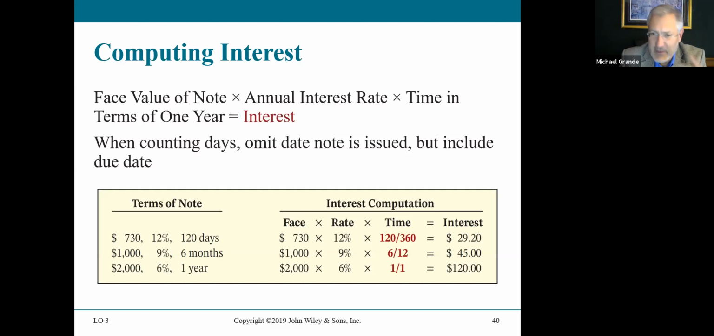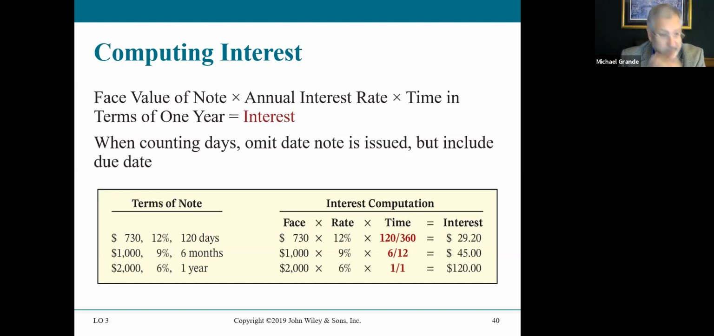So here are some examples of interest calculations. The first line, the principal amount, $730. The annual interest rate is 10%. It's outstanding for 120 days. $730 times 12% times the amount of time, 120 divided by 360. We use 360 days as opposed to 365. It's a common practice. Second note, $1,000 of principal, 9% annual interest. It's outstanding for 6 months.